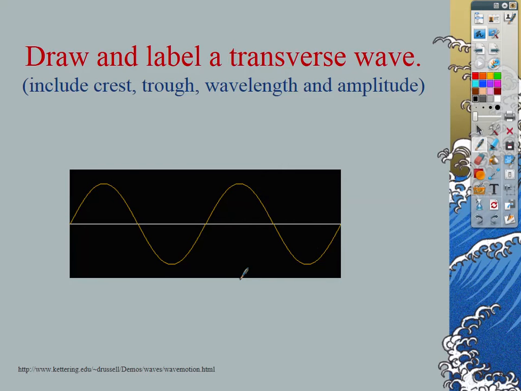I'll just write it next to it. This line in the middle would be simply called the equilibrium point, or sometimes the resting point. It's basically asking, where is the wave not displaced at all? That would be the equilibrium point. And so this, again, is the transverse wave.